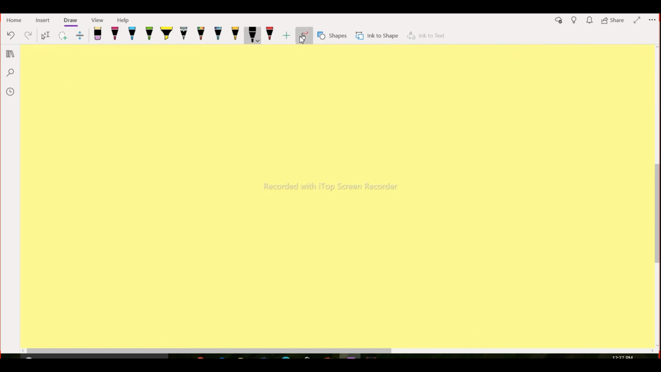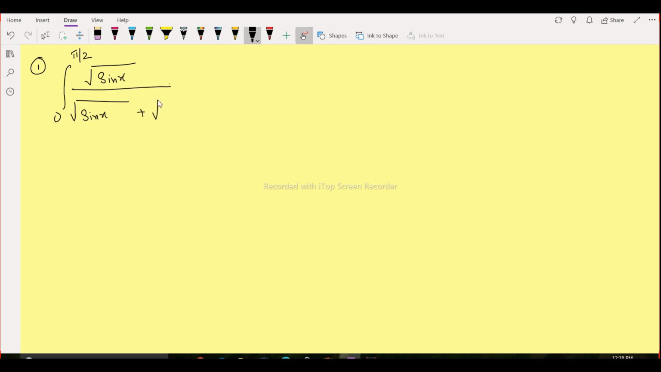Okay, so let's start off with a few questions which are based on these properties, and let's go through them. So let's start off with the first one. Let's say we have the question as 0 to pi by 2, root of sine x upon root of sine x plus root of cos x dx. So let's start off with the solution.